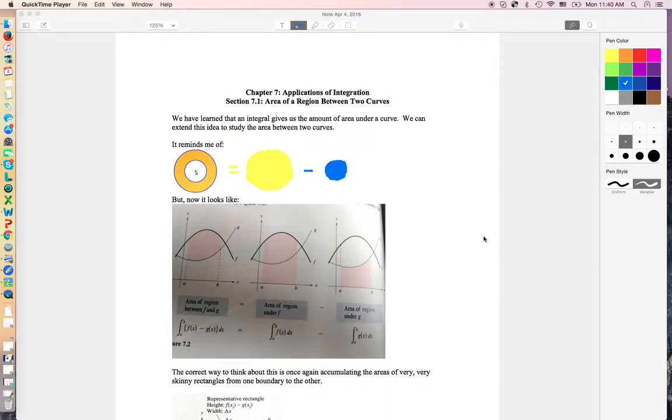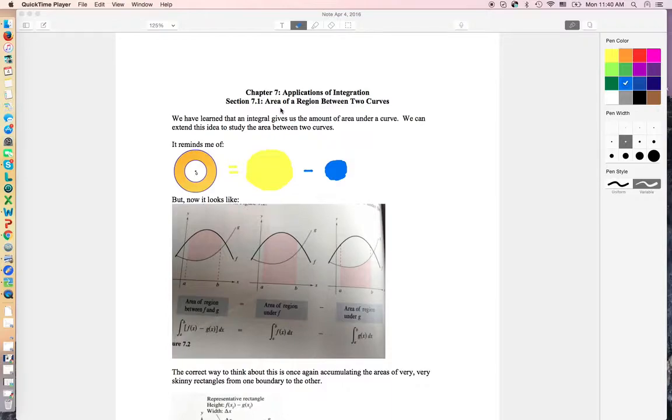So throughout the course of the year, we talked a lot about integrals and what they mean, and of course, we know that the integral gives us the amount of area under the curve. And the purpose of this section here is to extend that to the area between two curves.